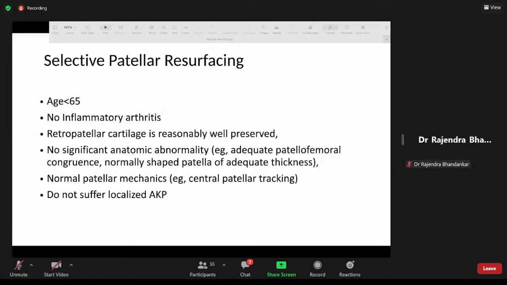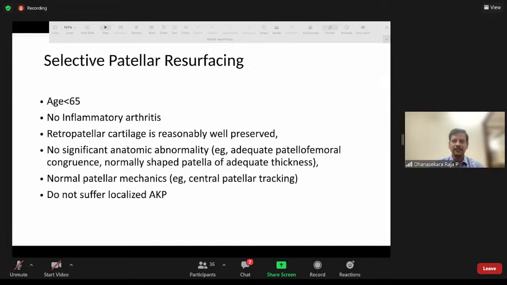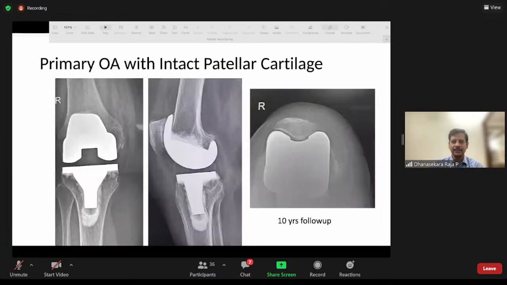We look at selective patellar resurfacing. We do it in age less than 65 years. No inflammatory arthritis. Retropatellar cartilage is reasonably well preserved. No significant anatomical abnormality in the patellofemoral joint, like good patellofemoral congruence, normal shaped patella, and adequate thickness. Normal patellar mechanics: the patella has to be tracking centrally, and the patient does not have anterior knee pain.